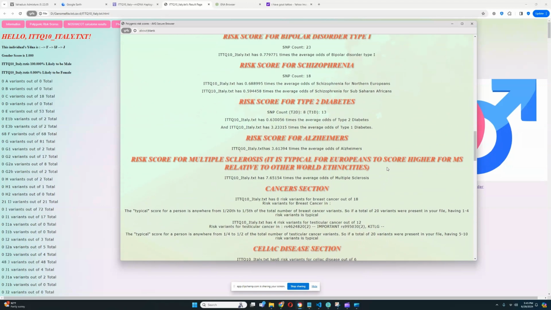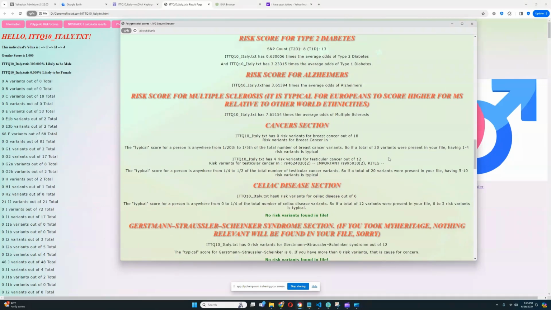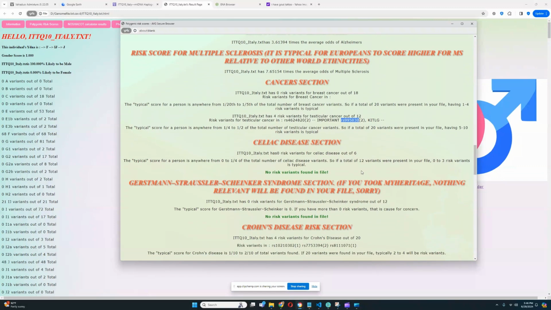Okay. Let's see for the cancer section. No risk variance for breast cancer at all. Now that's good. So he's quite protected from breast cancer. That's rare, 0 out of 18 for breast cancer. Only 4 risk variance for testicular cancer out of 12. That's also really good to see. But he's got 2 risk variance here in Keto G. So that's okay. I guess it's not so bad.